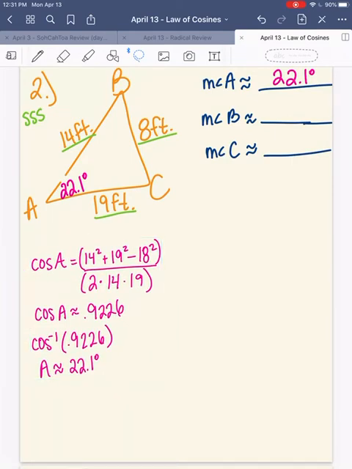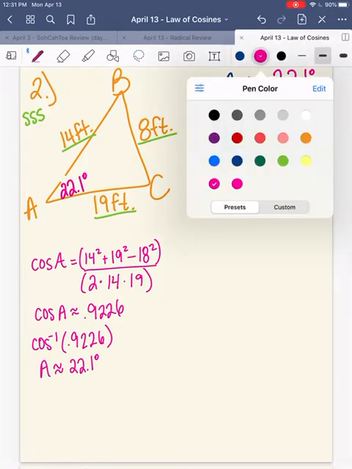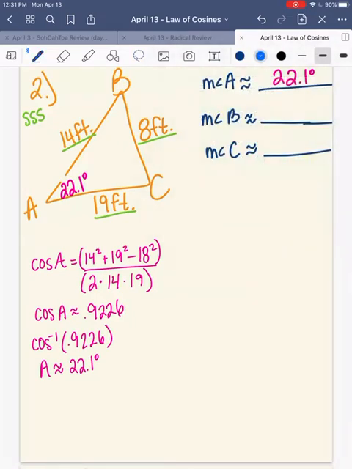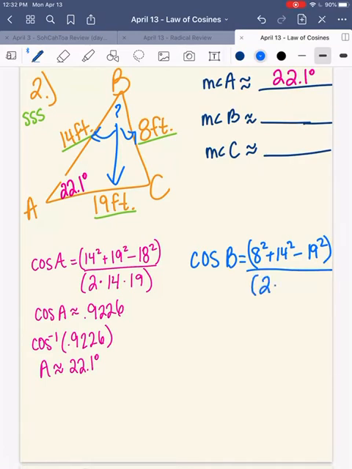And now let's do B or C. It does not make a difference. Like I said, our answers may be off just slightly by like a tenth or a couple tenths if we choose to do different angles, but it's no big deal. All right, so if we're finding cosine of B, so if we're finding this angle, we're going to go the sides on either side of it, 8 squared plus 14 squared, minus the one across from it. And let's put that in parentheses, divide, and then 2 times the first 2 numbers, 8 times 14, or the ones on either side. Okay?